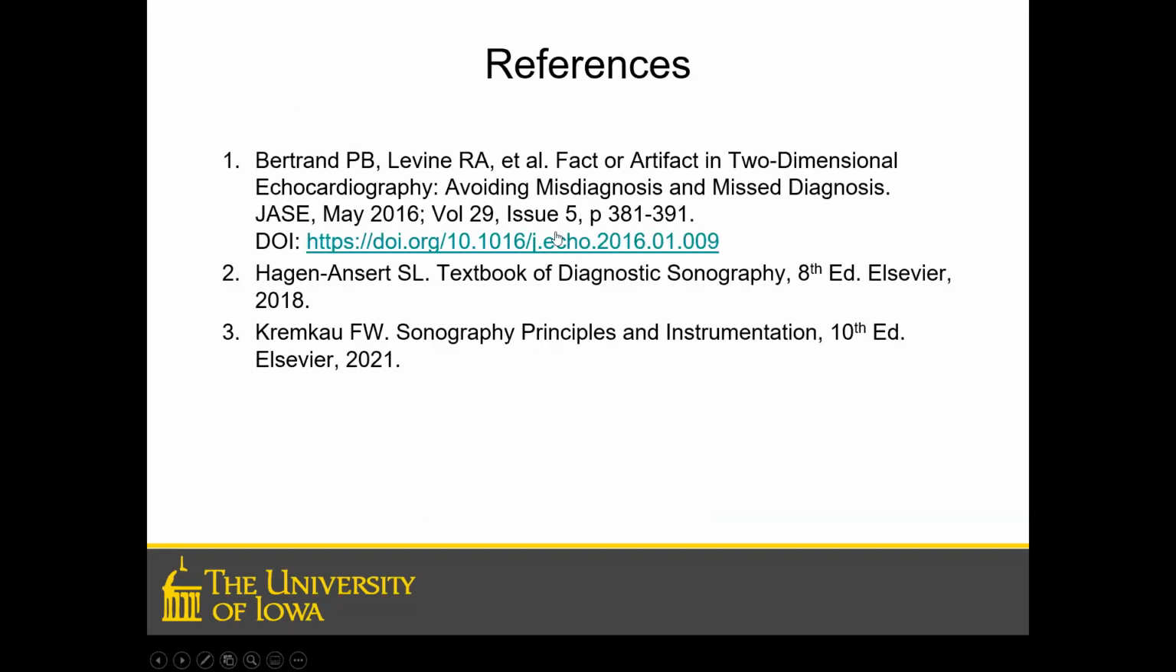So again, I highly recommend this journal article for artifacts and the ASE article from 2019 for standard technique and measurements.